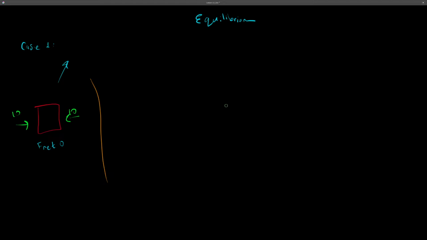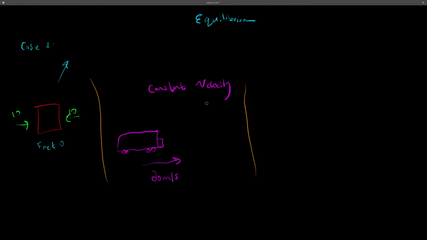Now, case 2 is, for example, when an object is moving and it doesn't stop moving, so it's at a constant velocity. If I have a car or a truck or whatever, and this truck is moving at 20 meters per second, and it continues to move at 20 meters per second without changing its velocity, so it's at a constant velocity, that means it's also in equilibrium. So that's case 2.